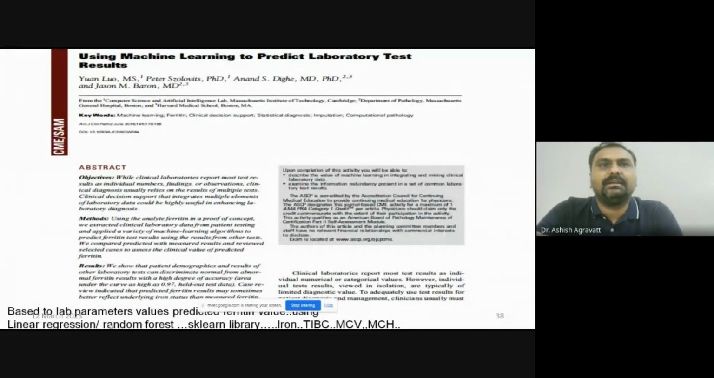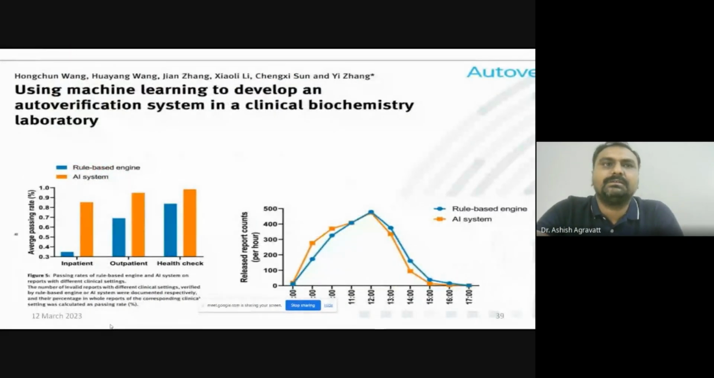Here is another article regarding the use of machine learning to predict laboratory test results. Based on lab parameters, using linear regression and random forest, and using scikit-learn, which is a library available in the Python programming language, and based on iron, TIBC, MCV, and MCH, they were able to predict the ferritin value. Both classification and regression models were used: for classification, whether the ferritin is low or high, and the regression model also approximately gives the value of the ferritin.